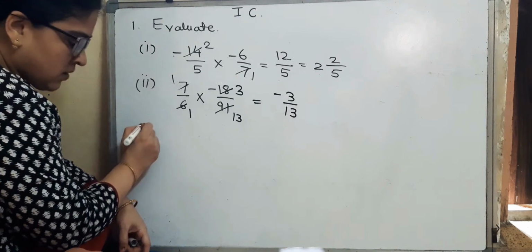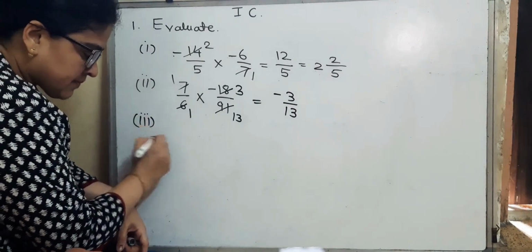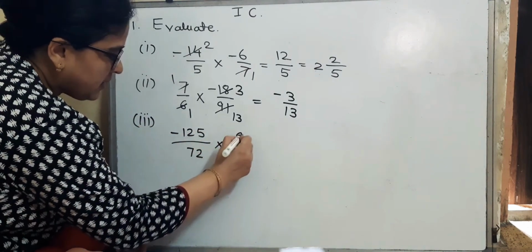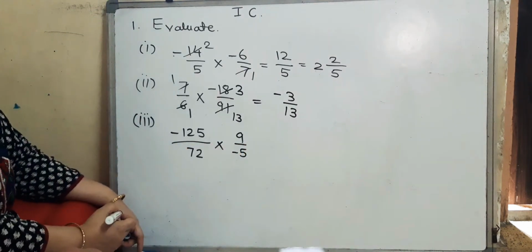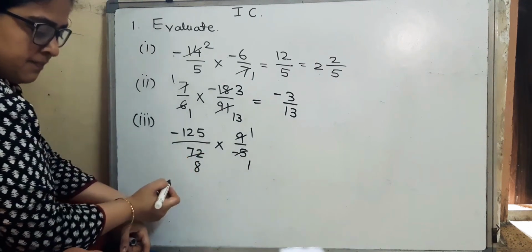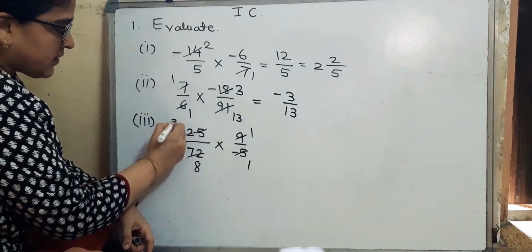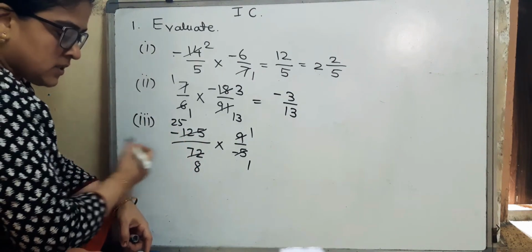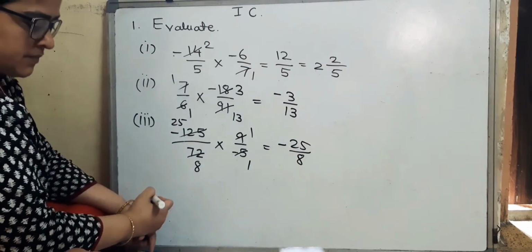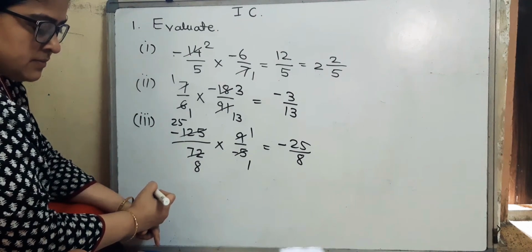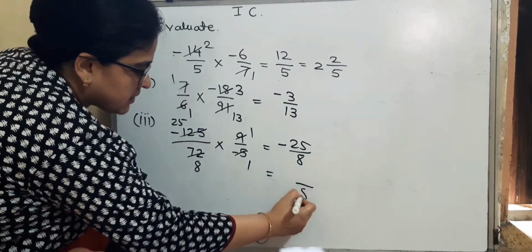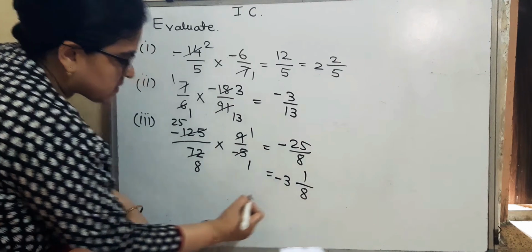Now third one, minus 125 upon 72 multiplied by 9 upon minus 5. Now 9 ones are 9, 9 eights are 72, cutting. 5 ones are 5, and here 5 twenty-fives are 125. Then the answer is minus 25 upon 8. Then 8 threes are 24, 1, minus.